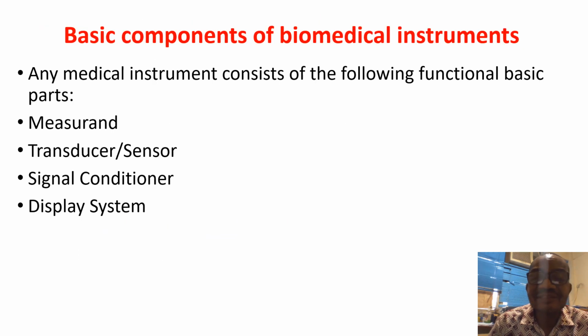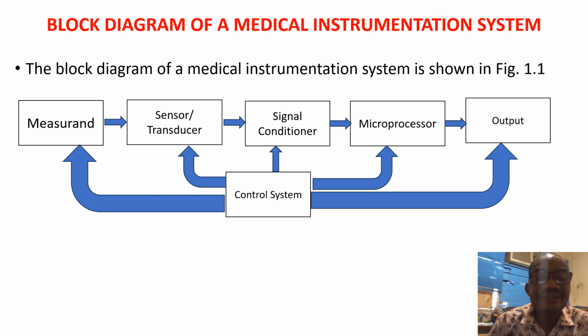Let's look at the basic components of biomedical instruments. The major components of biomedical instruments are the measurand, transducer or sensor, signal conditioner, and display system. Here is the block diagram of a medical instrumentation system, shown in Fig 1.1. As you can see in this figure, the measurand is the first block.